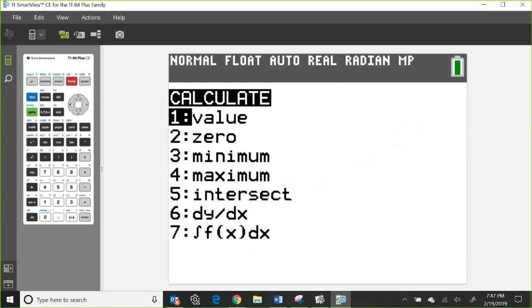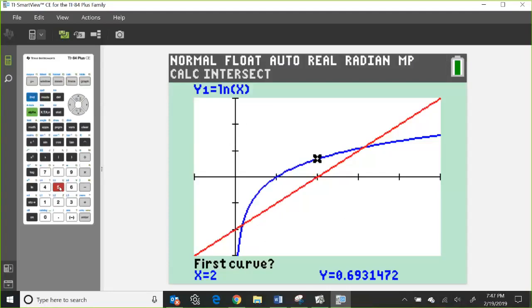Number 5 is intersect. And it asks for which curve, second curve. And you want to be closer to the point. And you can go closer to the intersection. There's an x and y. You're going to need the x's for part B, and you're going to need the y for part C.